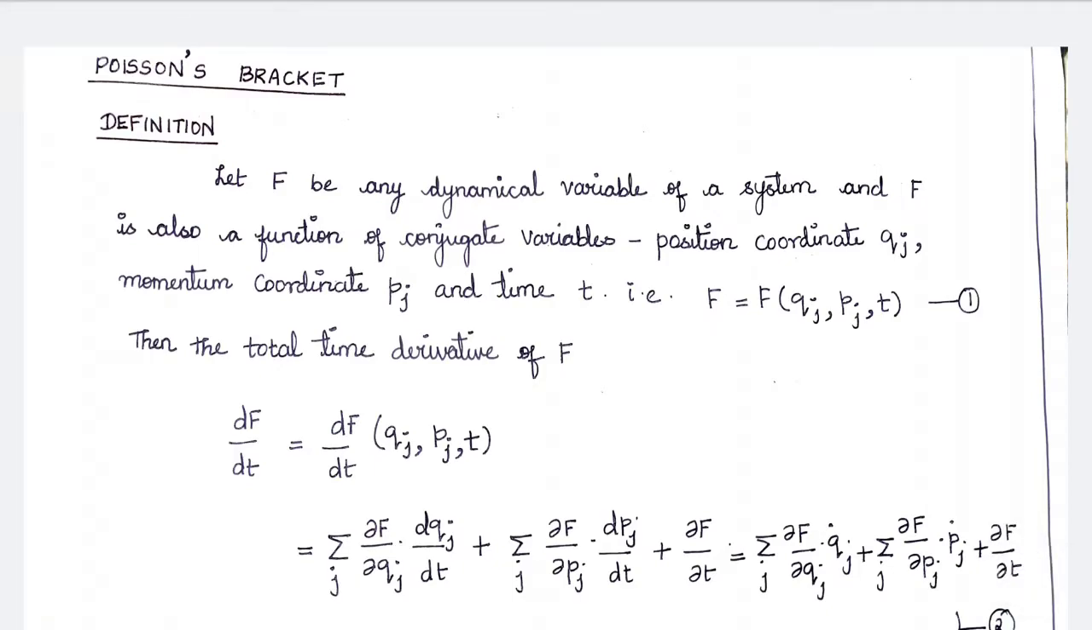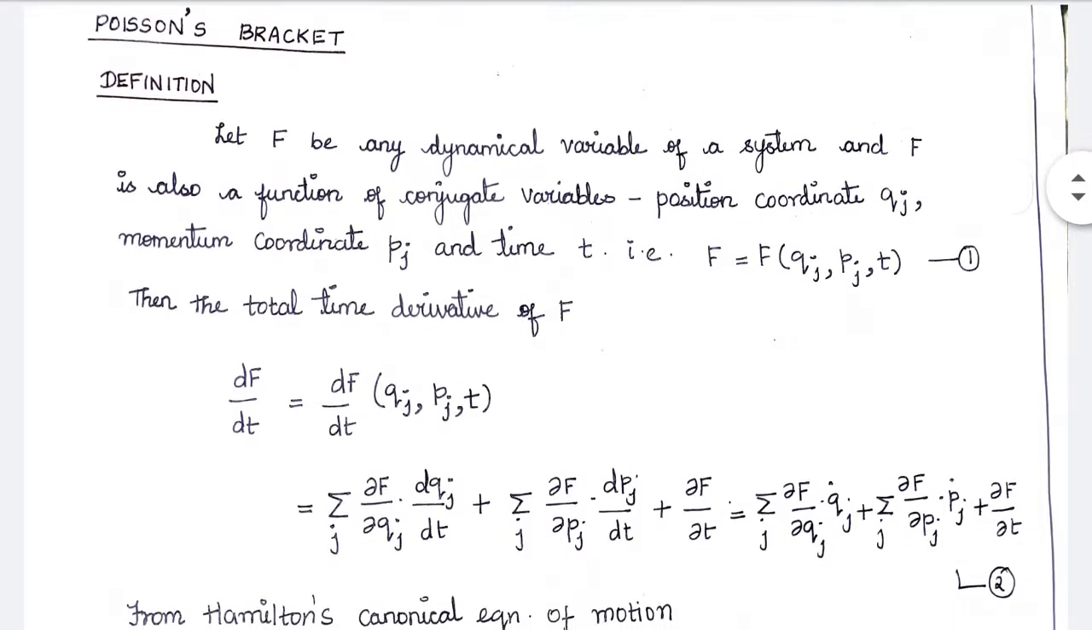In this video, let us discuss what is Poisson's bracket and some of their properties. To know what is Poisson's bracket, let us choose a function f. And this function f represents a dynamical variable of a system.